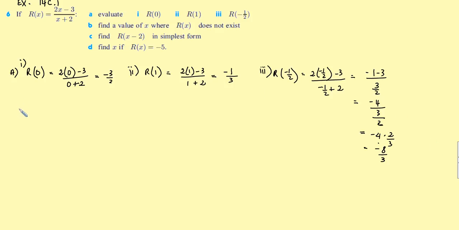Alright, that's part A. In part B, what we do is we have to find a value of x where r of x doesn't exist. Now, if you recall, what we said was that we are not allowed to have a denominator that goes to 0. When something doesn't exist or is undefined, we have to get our denominator to go to 0. So the number that makes the denominator go to 0 in this case is going to be the value negative 2.